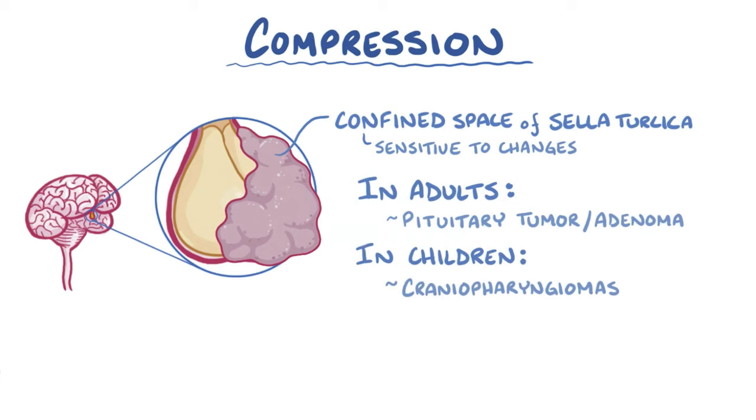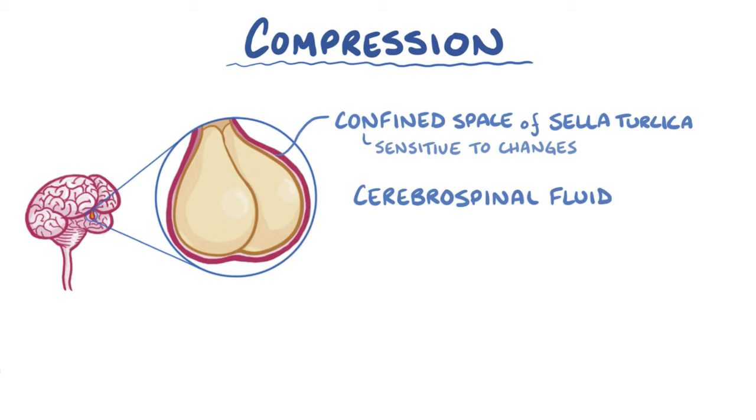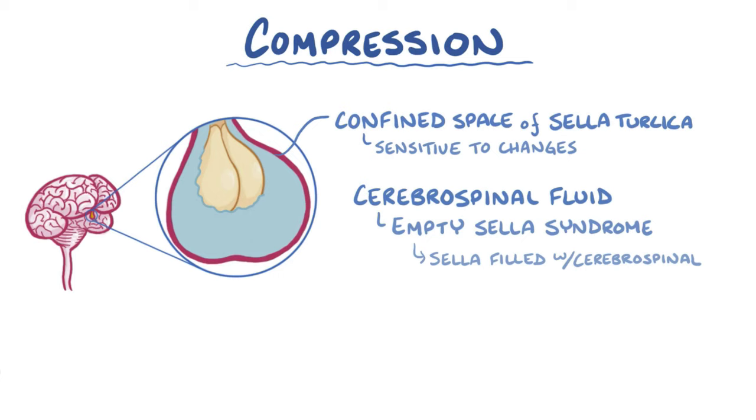Craniopharyngiomas are pituitary tumors that develop from the cells of Rathke's pouch, which is a structure that normally develops into the anterior pituitary gland during fetal development. In addition to solid tissue compressing the pituitary gland, liquid like cerebrospinal fluid can also have the same effect. For example, in empty sella syndrome, the sella becomes filled with cerebrospinal fluid and it can make the pituitary shrink or flatten and ultimately become non-functional.